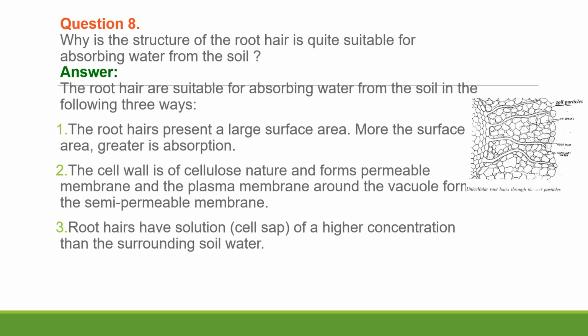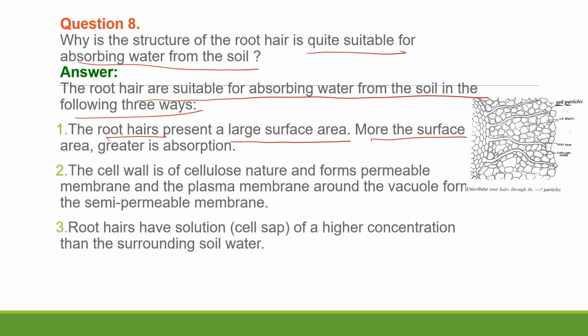So next question. Why is the structure of root hair quite suitable for absorbing water from the soil? So the structure of root hair must be such that it is helping in absorption of water from the soil. So what is it suitable for? Root hair is suitable for absorbing water from the soil in the following ways, because the root hairs have a large surface area. More the surface area, greater the absorption. The cell wall is of cellulose nature and forms a permeable membrane, and the plasma membrane around the vacuole forms the semi-permeable membrane.